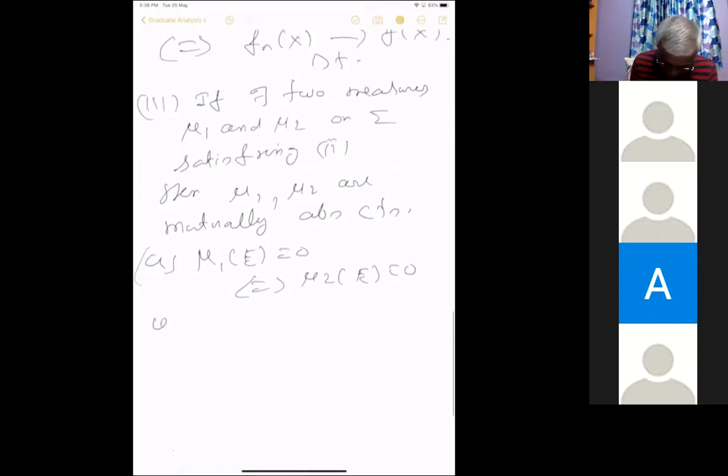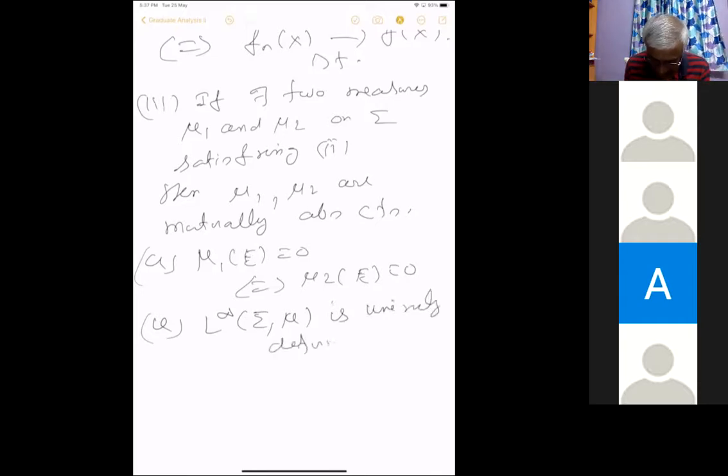So this means that this L infinity space depends only on the measure class of mu. Measure class means all those measures which are mutually absolutely continuous with respect to mu. It only depends on that measure class. So L infinity is uniquely determined. Usually L^p spaces depend on the measure, but the L infinity space depends only on the so-called measure class.